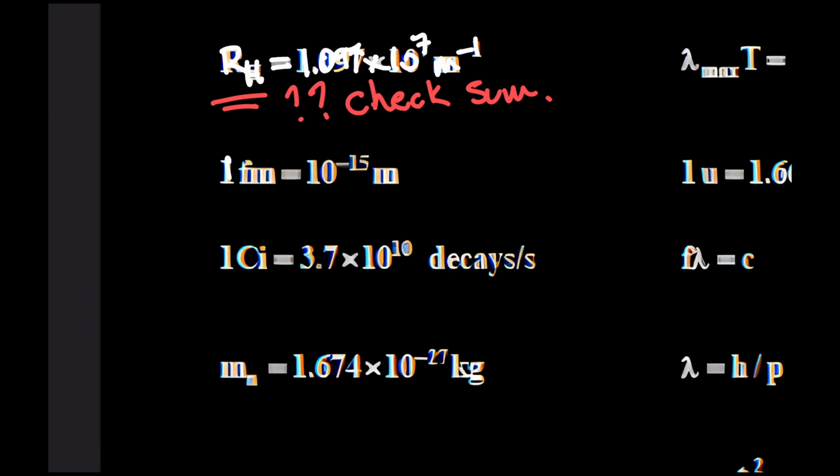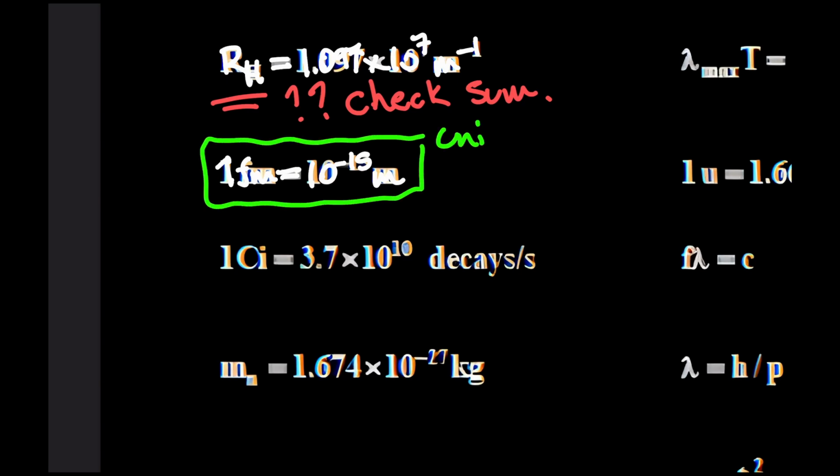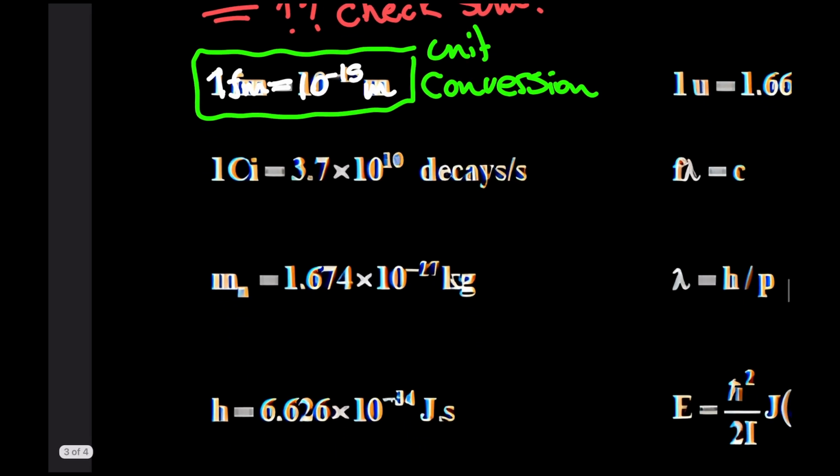Next equation here is 1 fm. I think this means femtometer equals 10 to the minus 15 meters. This is just a constant or unit conversion. I'm writing right here, unit conversion. If you want to go from femtometers to meters, you can use this equation. Not too much to talk about there.